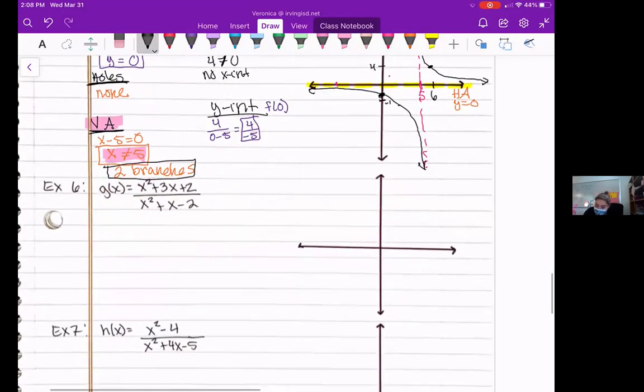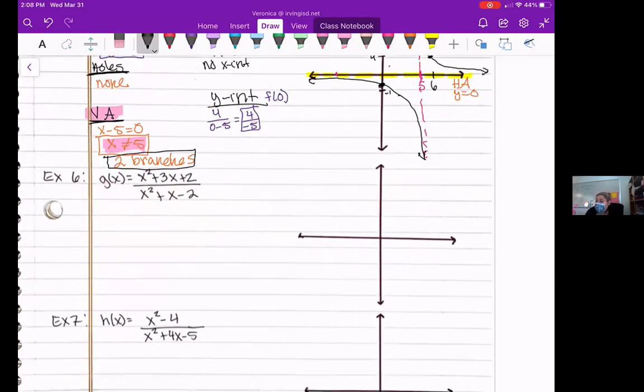Okay, number 6. To save time, I'm going to go on ahead and give you the factored form of this. So your factored form of this would be x plus 2, x plus 1 over x plus 2, x minus 1. Okay, so for a horizontal asymptote, remember, we want the degrees of the numerator and then the degrees of the denominator, right?